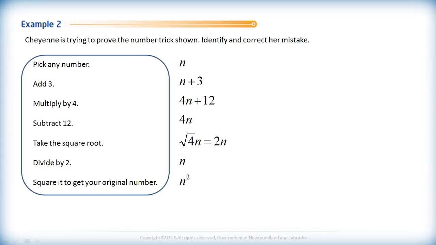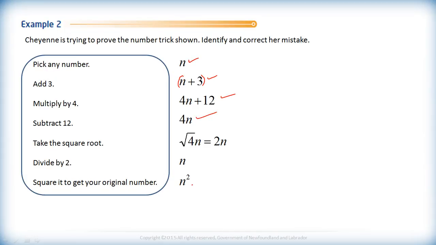Now Cheyenne started with n, and she ended up with n squared, so that's not the same. So she made a mistake somewhere. Let's see where it is. So pick any number. She did that. N is good, generally. So we're trying to do a deductive proof, so we don't pick an actual number. We pick a variable to represent a number. So we add 3, n plus 3. Good. Multiply by 4. So we get 4 times n and 4 times 3. That looks good. Subtract 12.